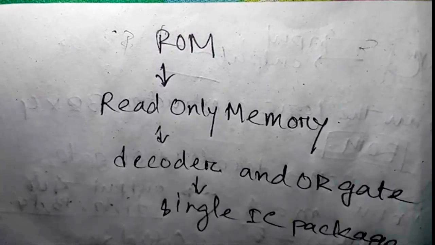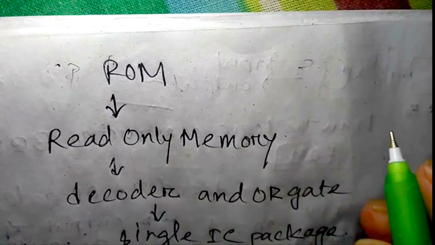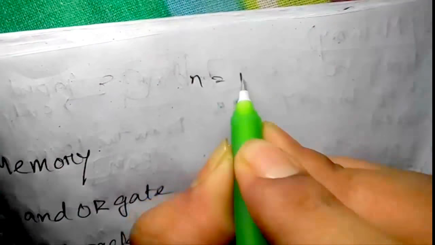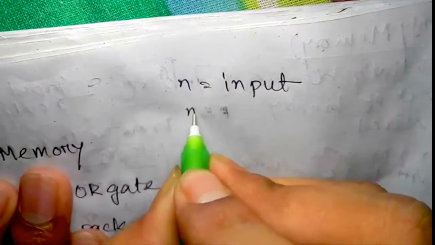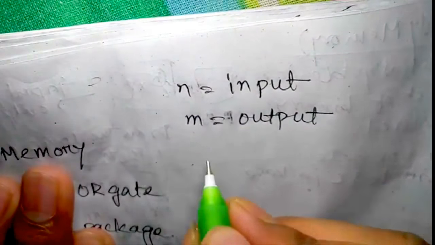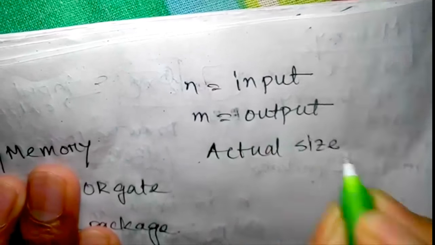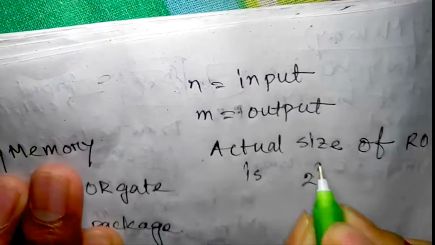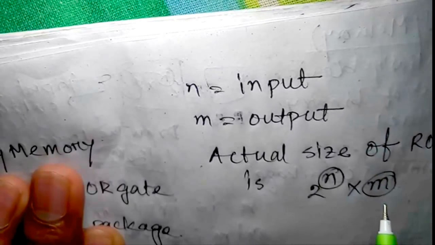First of all, we need to know the ROM size, how they measure the ROM. If n is equal to input and m is output, so the actual size of ROM is 2 to the power n into m, where n is input, m is output.